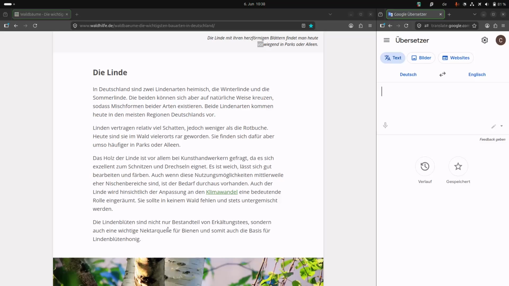So, that was reading through the entire article in German. And we're going to translate.